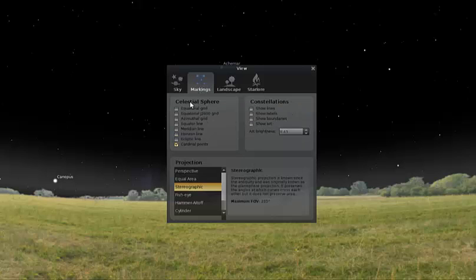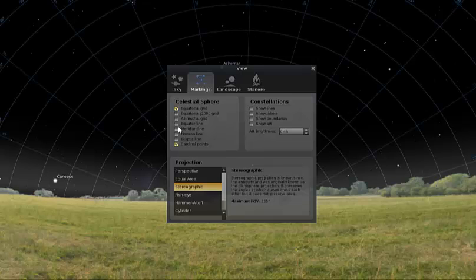I'm going to go to markings. We're going to turn on the equatorial grid. We're going to turn on the ecliptic. We're going to leave the cardinal points on, and we are going to turn on the equator line. So we have the celestial equator and the ecliptic both marked, plus the equatorial grid. That'll help us find things.